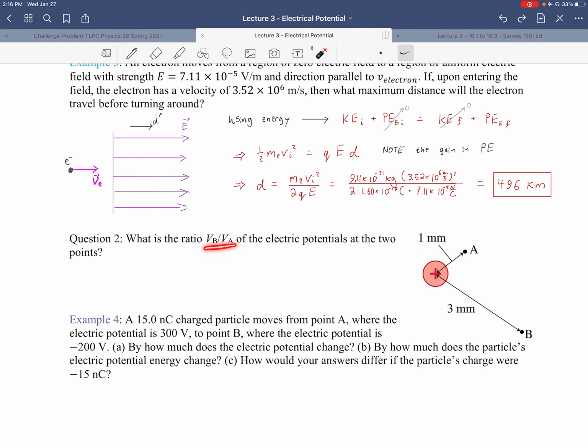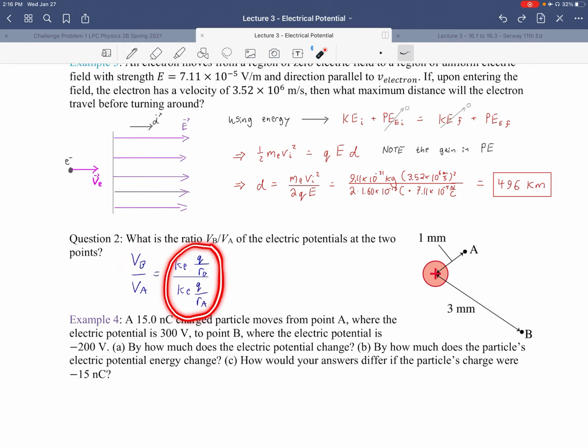But in this case, we're asked about the voltage. Now remember that the electric field strength and the force were inversely proportional to the square of distance, but not the voltage. The voltage is inversely proportional to just the distance, just the plain old distance, no square. So that's different. That's a different relationship, okay? So we want a ratio of our voltages.